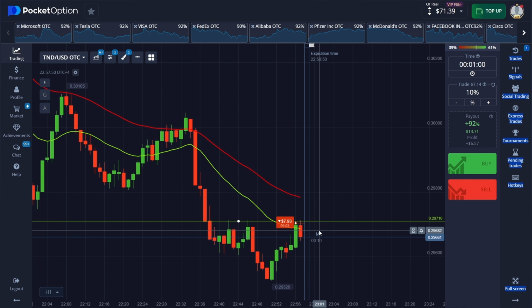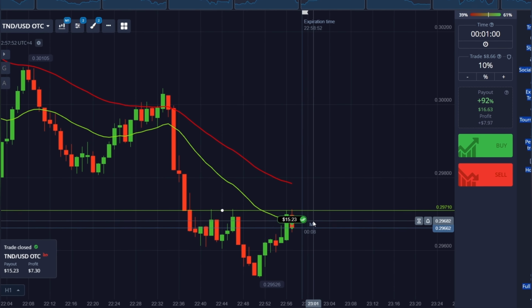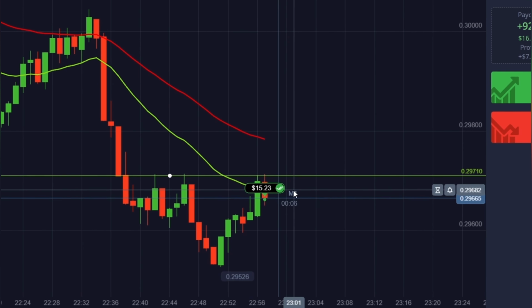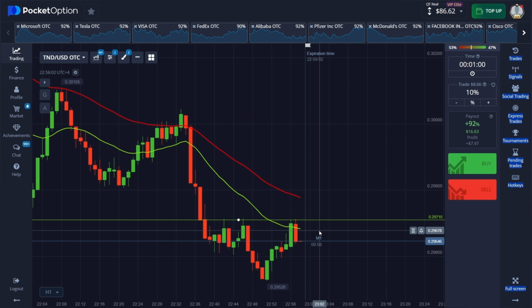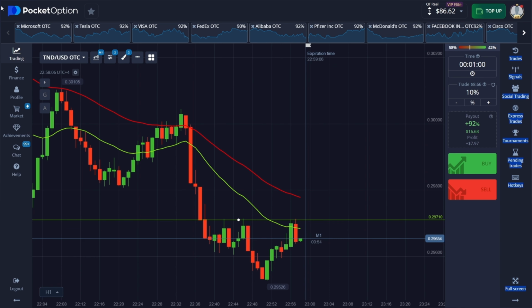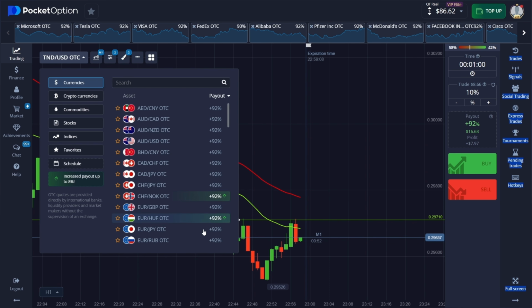Currently, it looks a bit risky, but now it's moving in our favor and it's a win. We won another trade in this session. Now I'm close to my target of $100 capital. Let's see if we can find another trade. I'm now risk-free since I've increased my capital by $36.62.